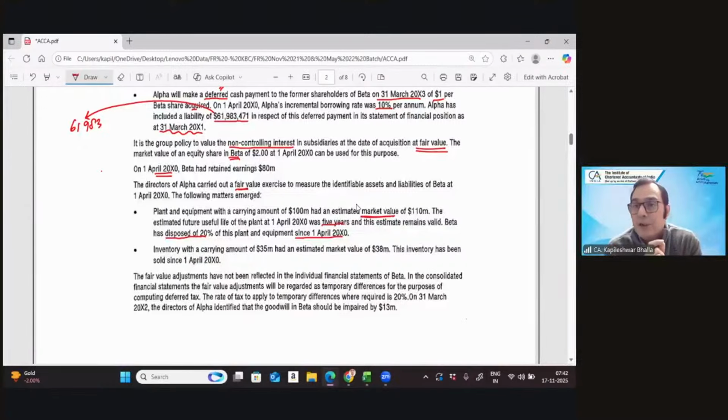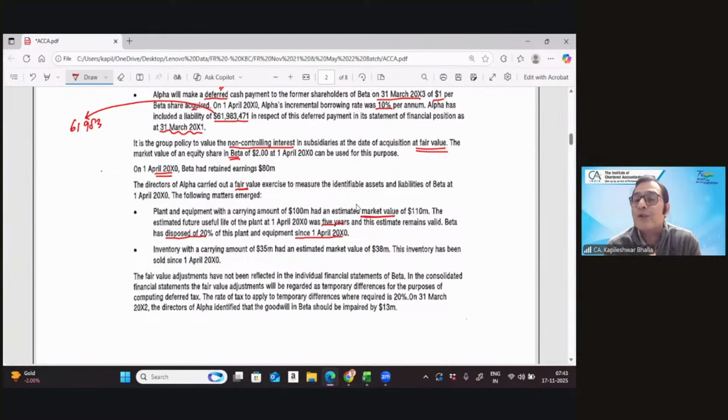Now comes a very interesting agenda. If you recall, most of the questions which we do, you're always given that there has been a revaluation of fair value adjustments and those assets are unsold even at the end of the year. But in this particular case, it says that 20% of the asset stands disposed. So the question arises, what will be the implication of this 20% disposal?